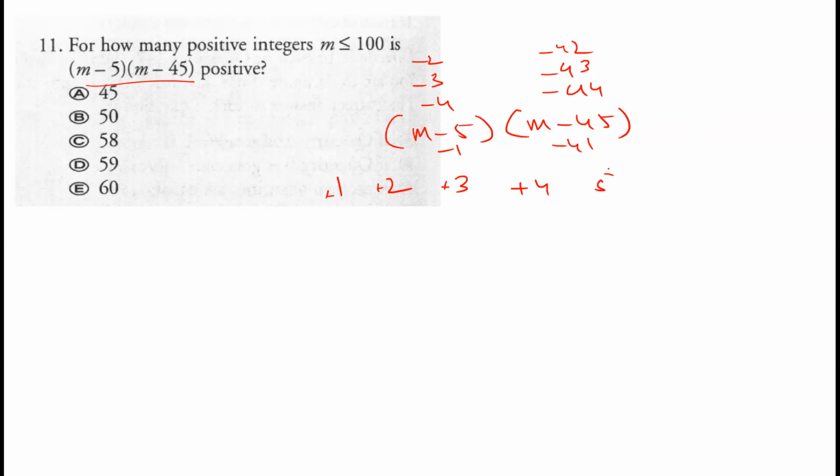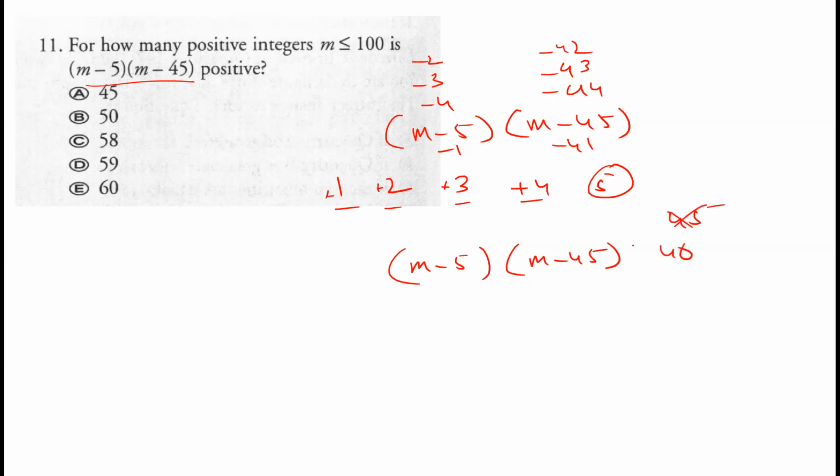But if m is 5, then 5 minus 5 is 0, so the whole expression would be 0. 0 is neither positive nor negative. So one thing for sure, 1, 2, 3, 4 are going to give you a positive number. And if we have a number that is 45, again, it is going to give you a 0.